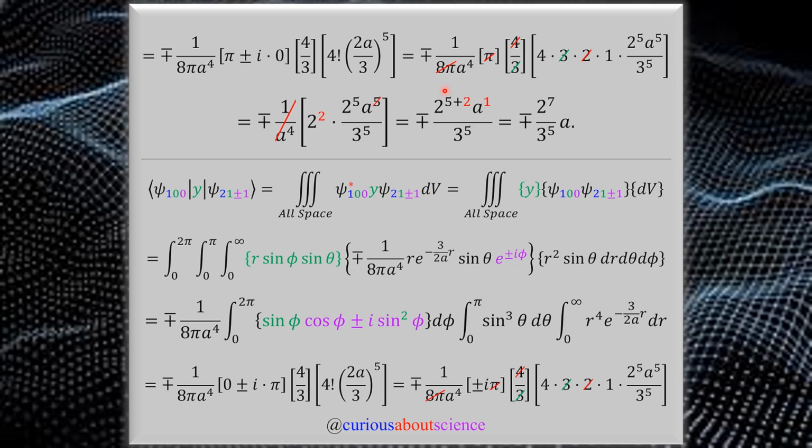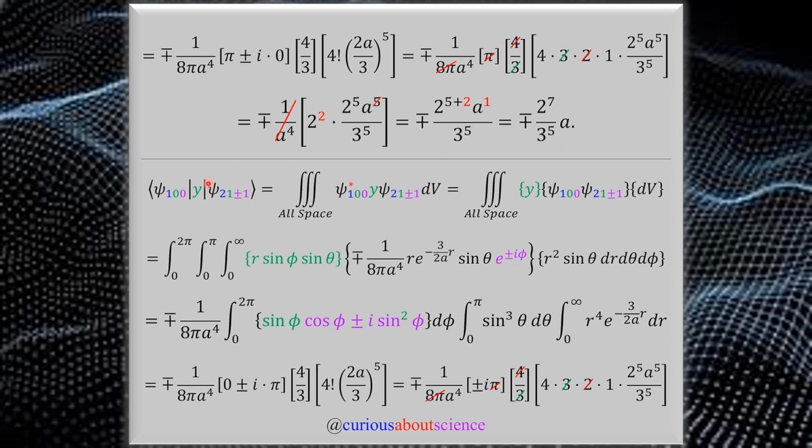we can cancel out a lot. So 8 and pi cancel with the pi from this. 4 and 2 create 8, so they cancel. 3 and 3 cancel, and then this 4 can be turned into a 2 squared. So once we do that, we see that we're left over with the 1 over a to the 4th, but 4 a's cancel with 4 from this 5. So that's why we're left with a to the 1 here. This 2 squared can be added to this, so that's 5 plus 2. So overall, you get minus plus 2 to the 7th over 3 to the 5th a. Surprisingly simple, all things considered.